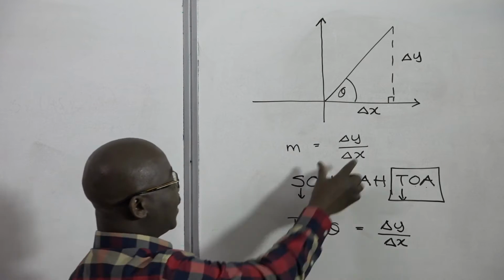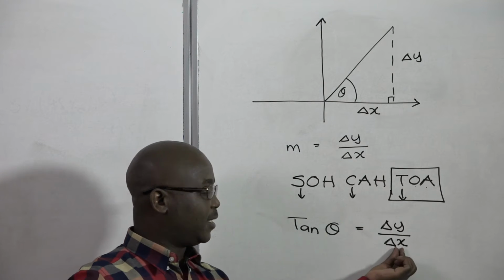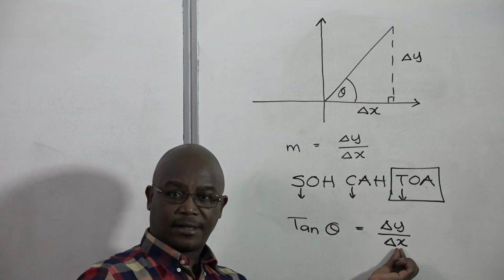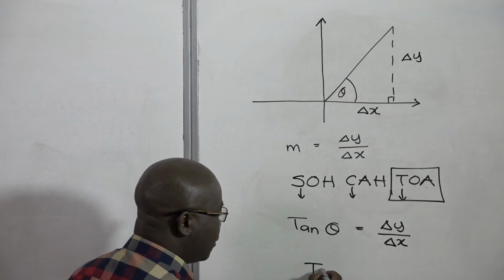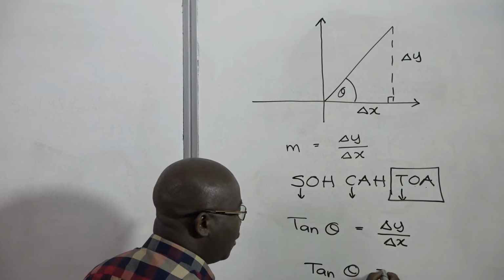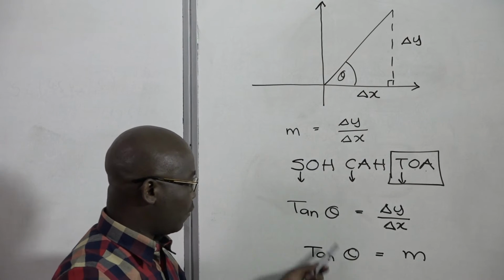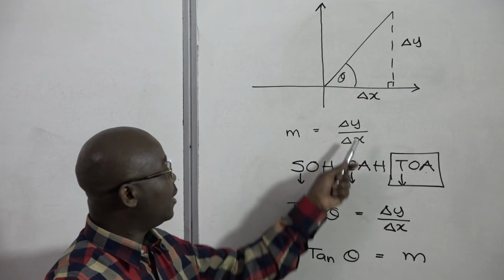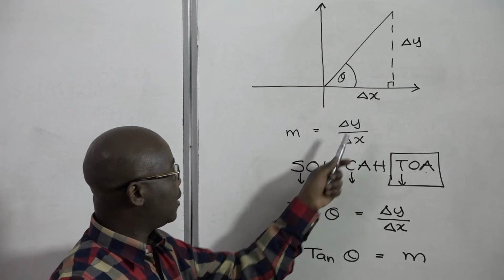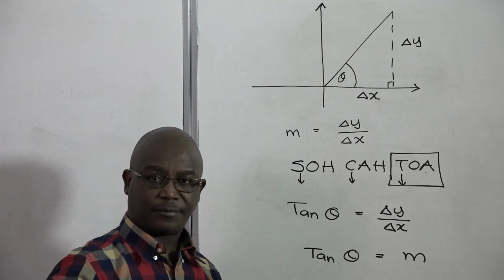Now you can see that the gradient is change in y over change in x, and the tangent of theta is change in y over change in x. Therefore, we can conclude that the tangent of theta is equal to the gradient, because the tangent of theta is change in y over change in x, and gradient is change in y over change in x. Therefore, the gradient is equal to the tangent of theta.